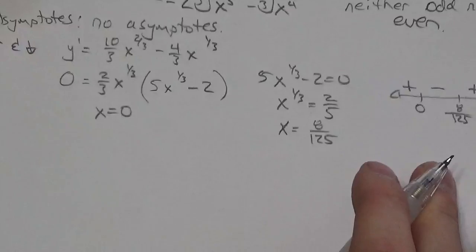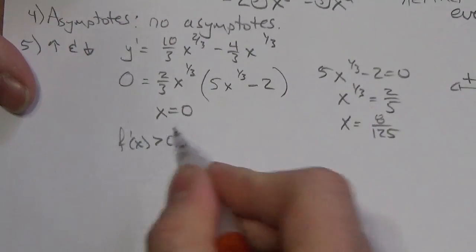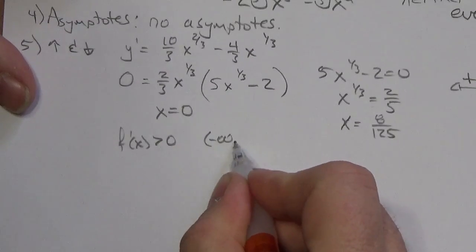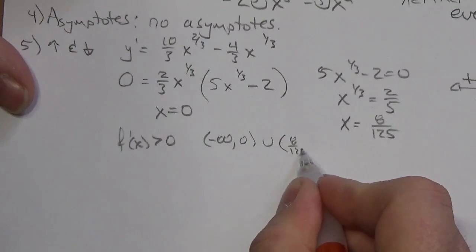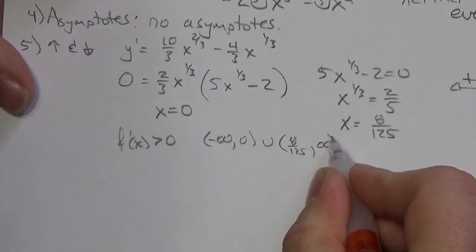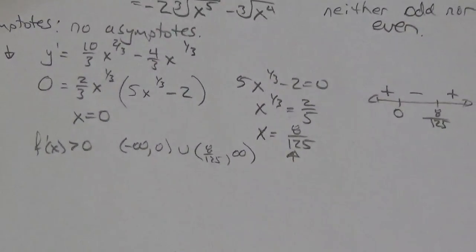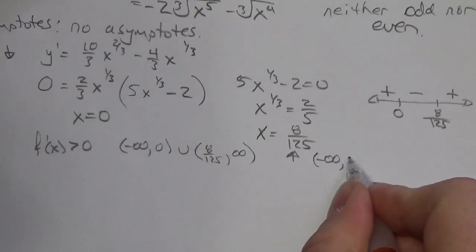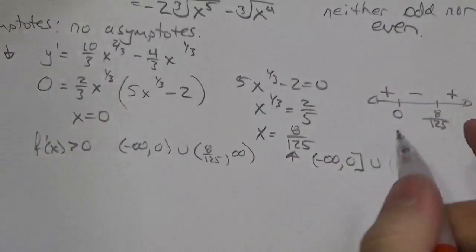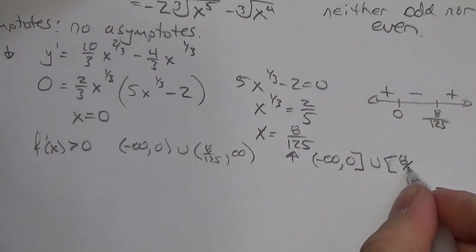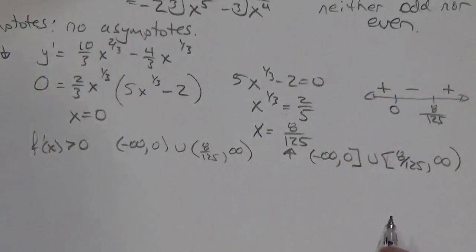So remember, let's summarize that. Let's take a quick look at that here. That means the derivative, remember, is positive on the interval negative infinity to 0, together with the interval from 8/125 out to infinity, which means the function is going to be increasing. I'll just put it over here. That means it's increasing on the interval negative infinity to 0, inclusive, union 8 over 125 out to infinity, and again including the 8 over 125 here.